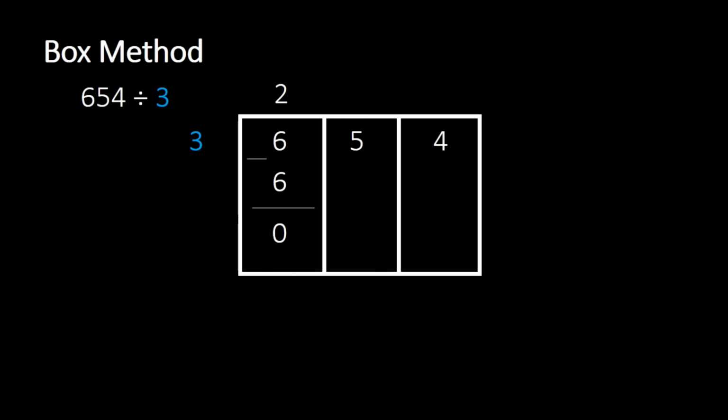Then we move on to the next column. How many 3's go into 5? Only 1. So we'll subtract 3 from 5 and we'll get a remainder of 2. We'll carry that 2 over to the next column. So how many 3's go into 24? Well, there are 8. So 3 times 8 is 24, and we subtract that, and we'll be left with 0. And our answer will be 218.